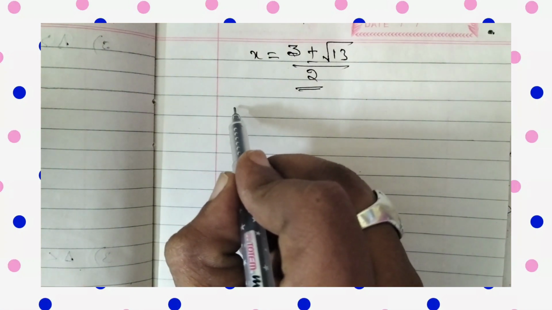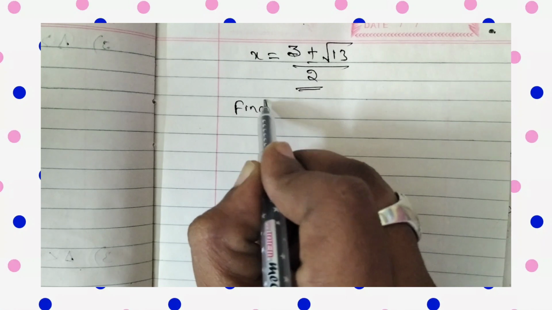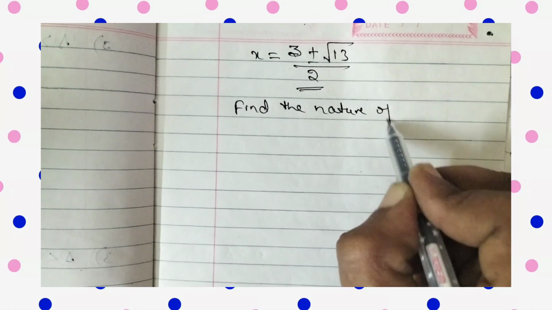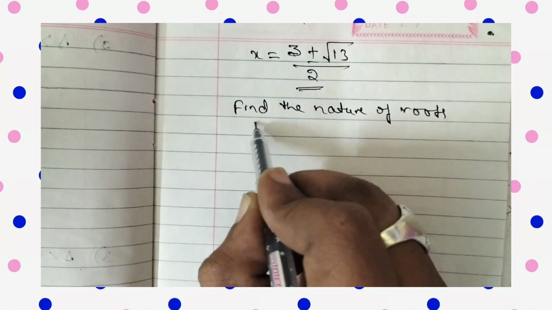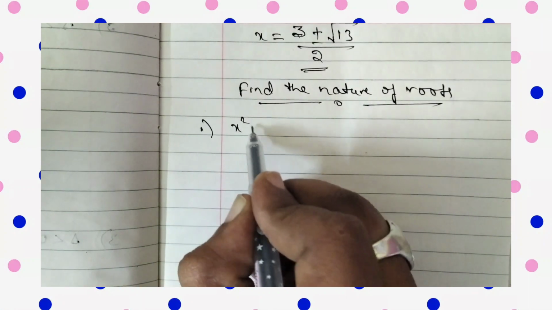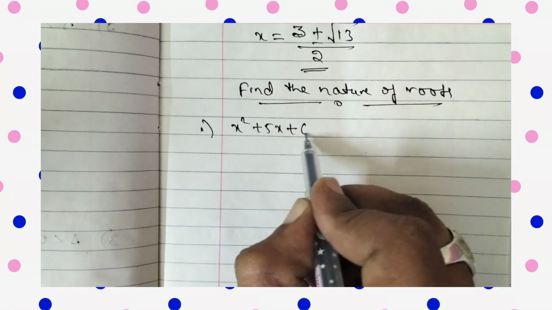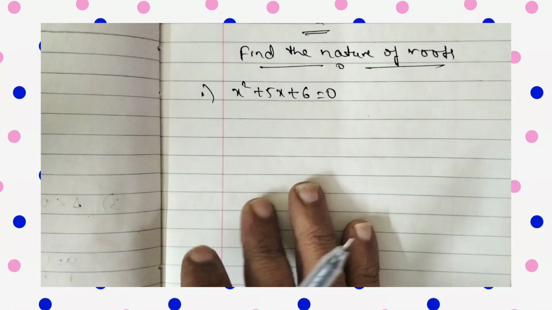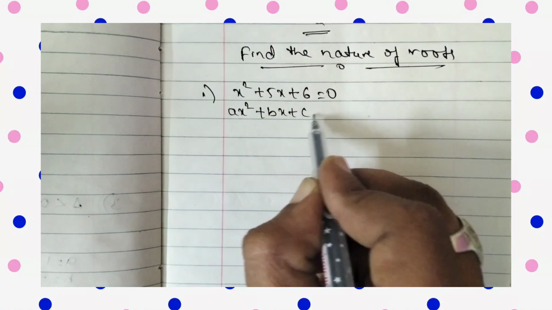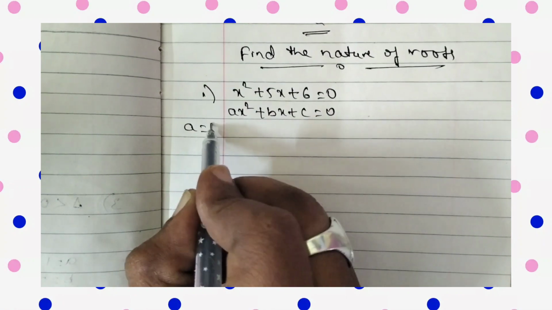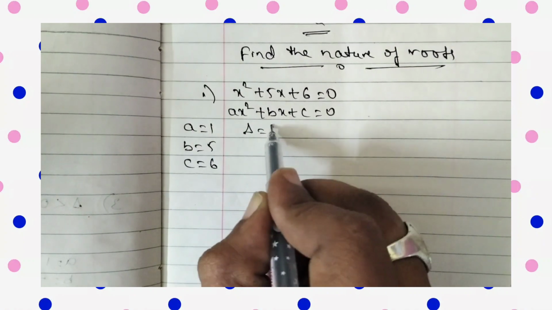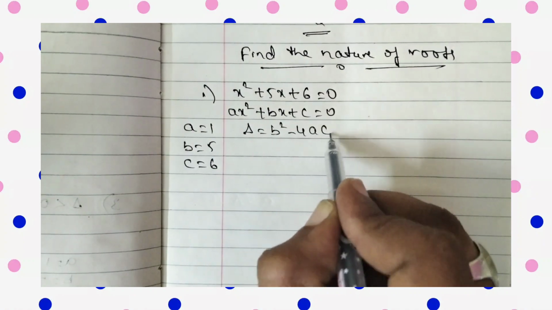Now let us solve some of the questions. So in the question, they have asked to find the nature of roots. So let us find out the nature of roots. So first question they have given x square plus 5x plus 6 is equal to 0. So compare the given equation with the standard form ax square plus bx plus c is equal to 0. a is equal to 1, b is equal to 5, c is equal to 6. So delta is equal to b square minus 4ac.